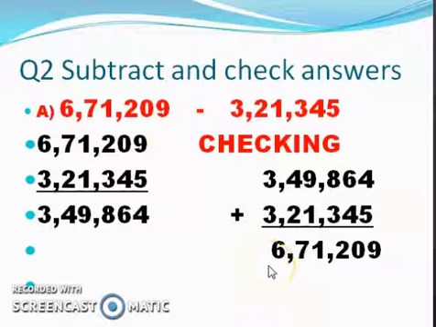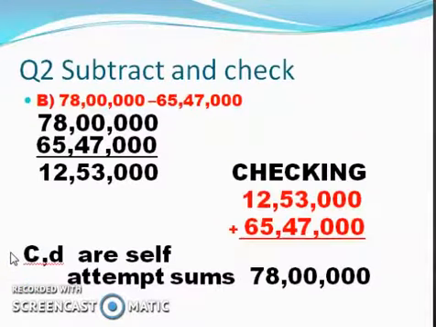If we do not get the minuend, our subtraction is not correct. So this step also carries marks. Mostly this question comes in 3 marks. Now leave one line and do the B part. We have to subtract 78 lakhs from 65 lakhs 47,000 from 78 lakhs.